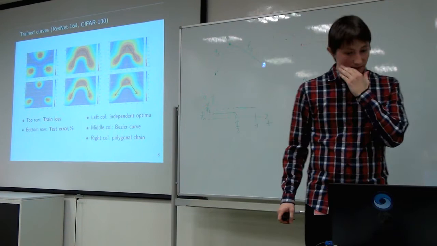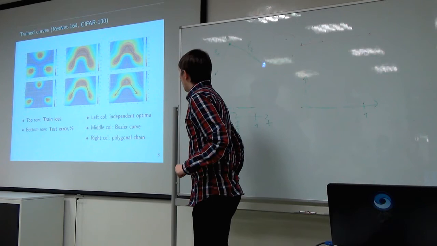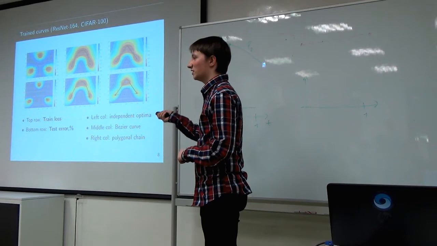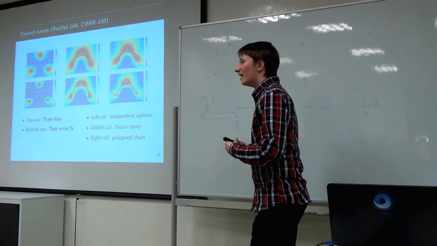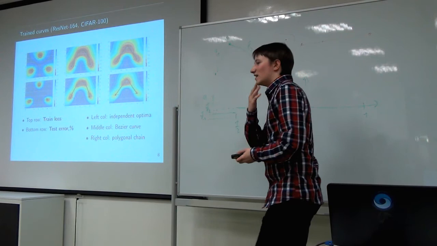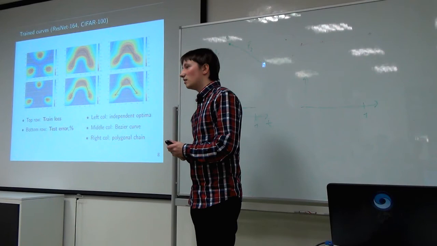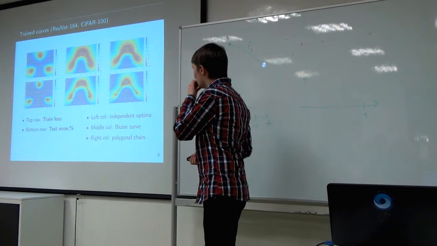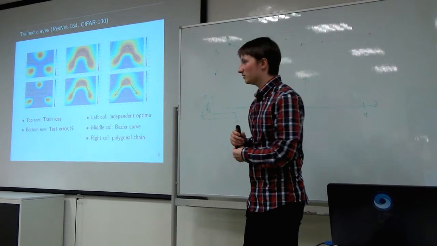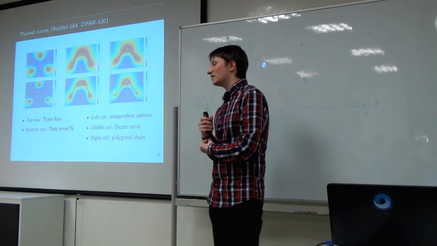Why do you have different color maps on top and bottom? Here it's train loss and it's test error. I think it would be much cleaner to compute loss or error, because otherwise it's not clear whether the difference is caused by switching from loss to error or by switching from train to test. Yeah, but we think that on train we care more about the loss, and on test we're interested in the error.